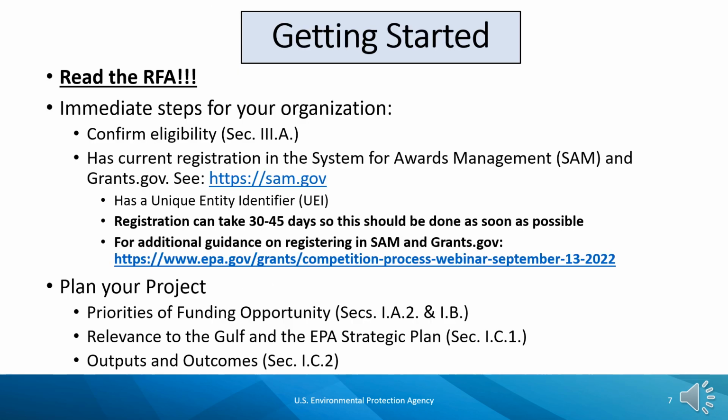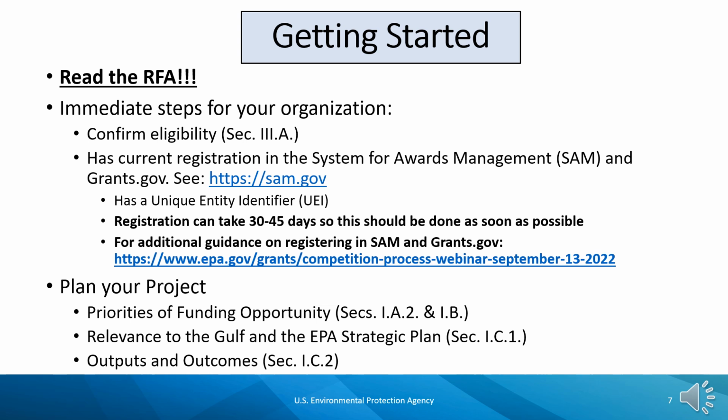So where should you start? First, read the RFA and ensure your project and your eventual application meet the requirements in the RFA. The RFA contains vital information that can improve scoring and quality of applications. Next, there are several items to confirm for your organization prior to starting your application.